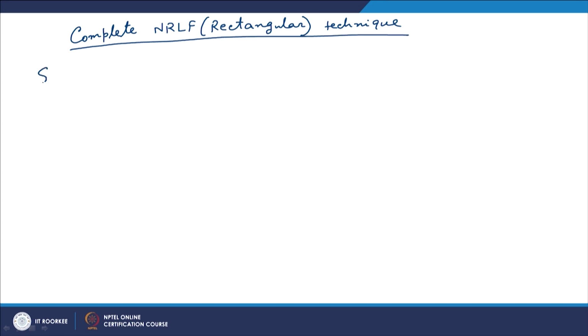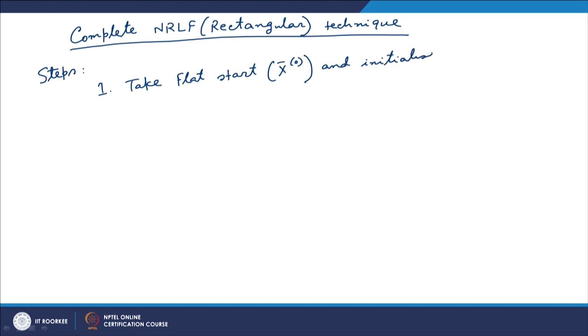So, let us start. Complete NRLF rectangular technique. Steps: the first step is the usual step, take a flat start, initialize this vector x0, and initialize k equal to 1. As we have said, k is nothing but the iteration count.